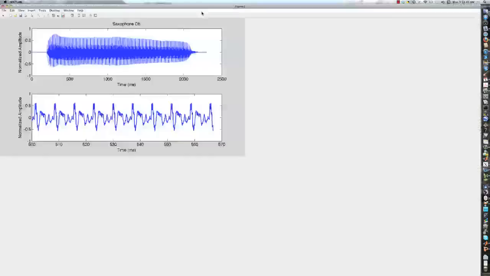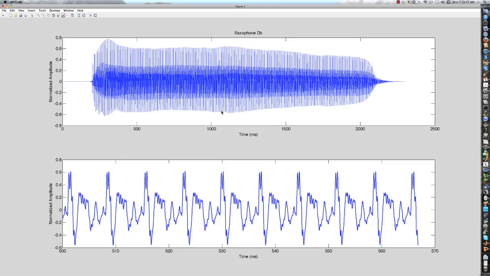And so here is the waveform for the D flat. And once again, we're depicting in the top panel about, in this case, the D flat lasts a little less than 2 seconds. And if we expand the section between around 500 milliseconds and up to 568 or so, is what I have here, we see that this signal is also very structured and highly periodic. It looks like it repeats, and indeed it does.